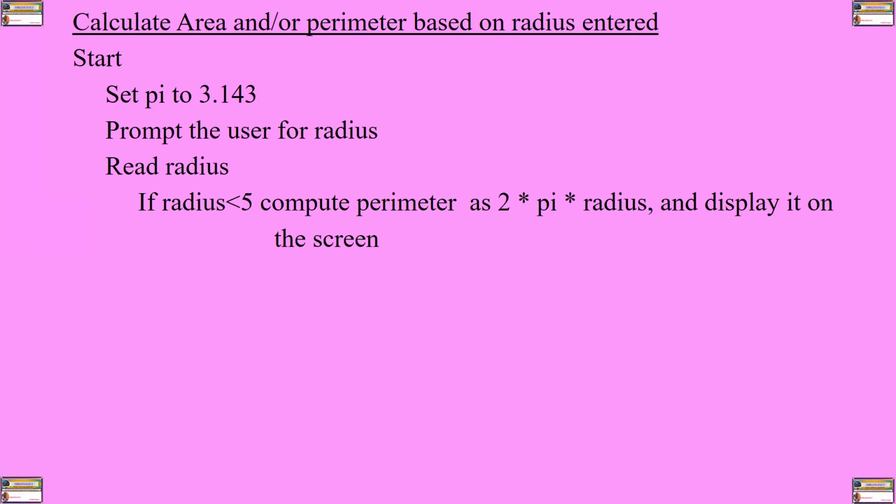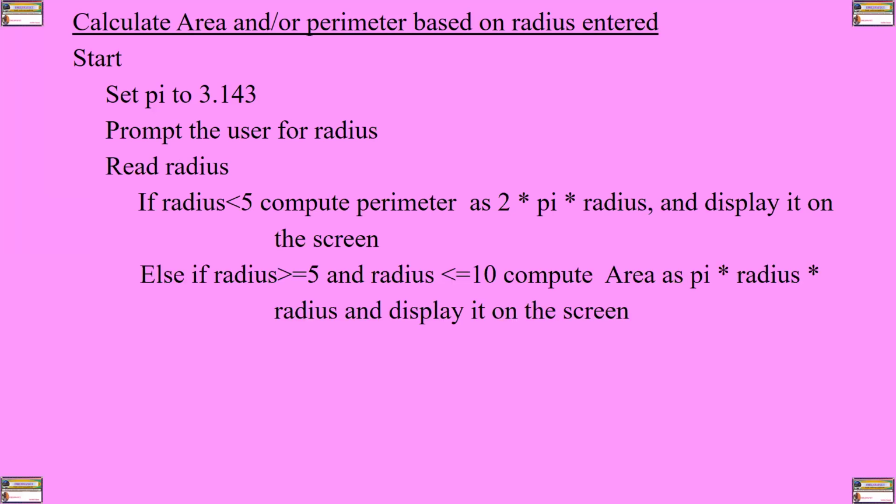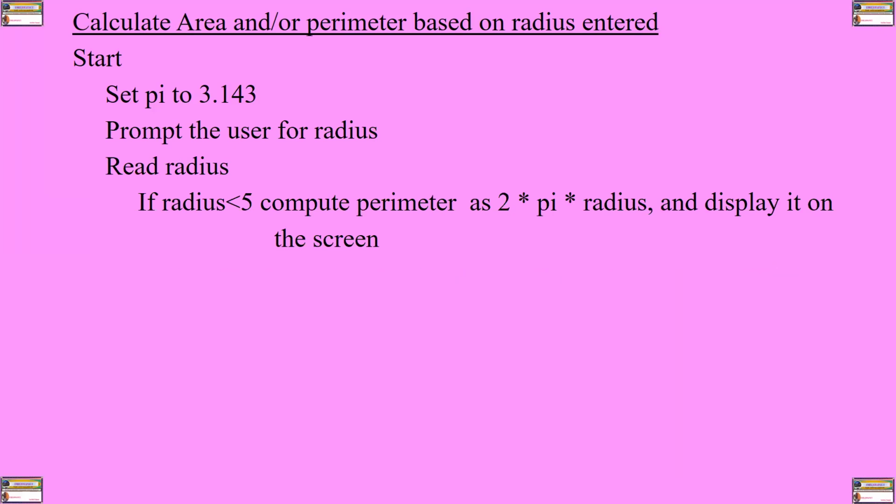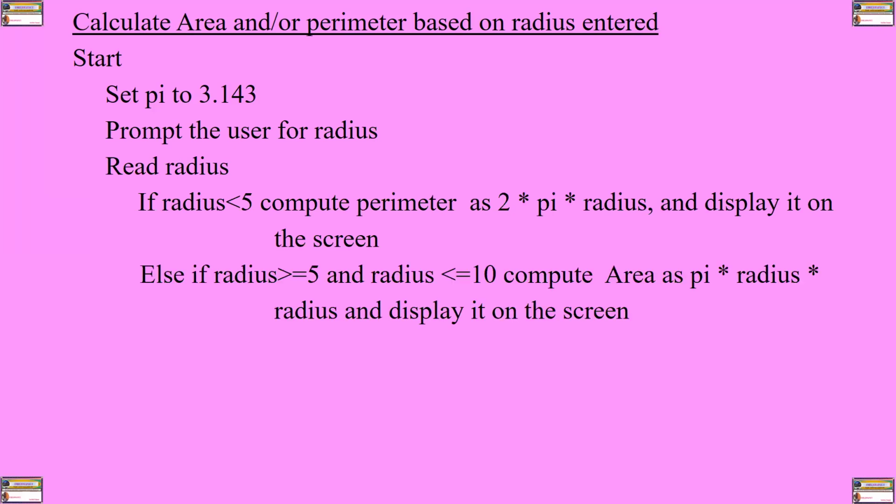If the value of radius is less than 5, we compute the perimeter using the formula 2 times pi times radius and display it on the screen. Otherwise, if that condition is not met, we check the next condition, which is if the value of radius is more than or equal to 5 and less than or equal to 10, that means between 5 and 10, compute the area using the formula pi times radius and display it on the screen.